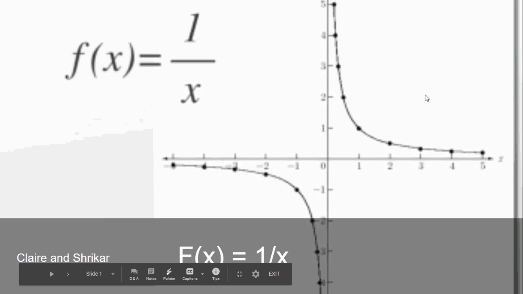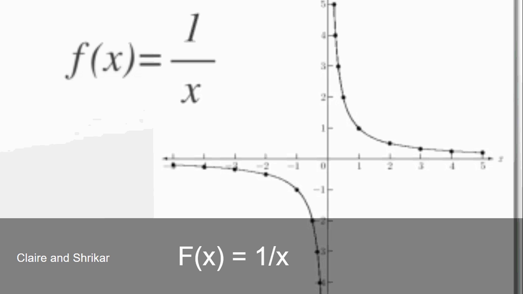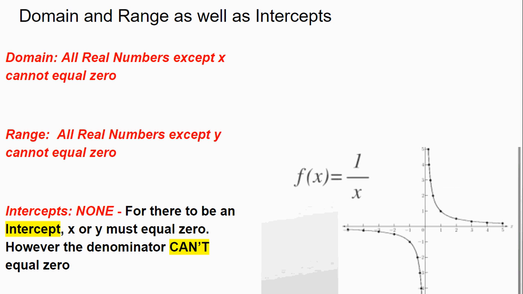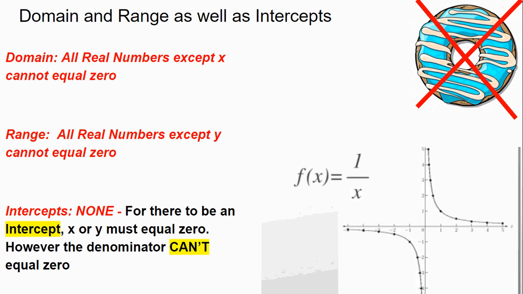Okay, thank you. So our function was f of x equals 1 over x. So you can see that on the graph. You can see how it gets infinitely closer to the x-axis without ever touching it. That's why the range is all numbers except 0. And it's the same thing for the domain, because it gets infinitely closer to the y-axis without ever touching it.